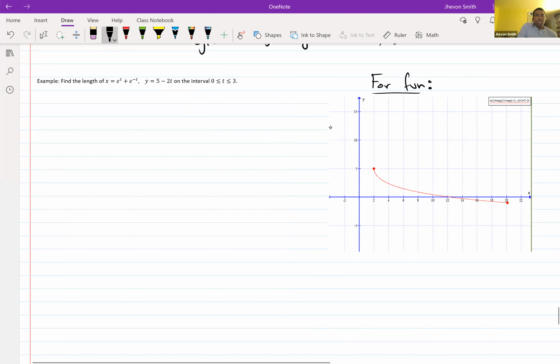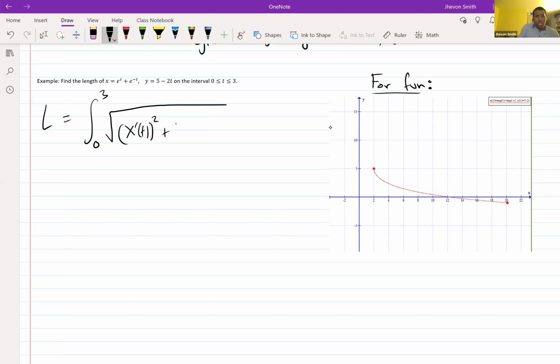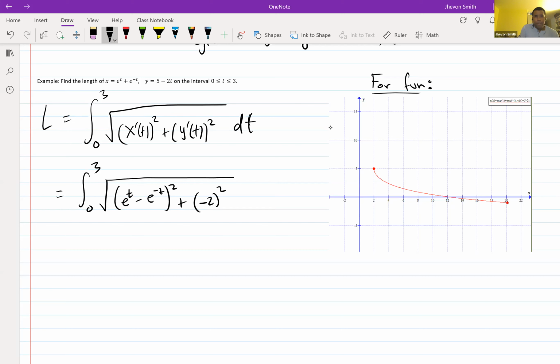So what we can do, by the above example, we know that the length of the curve is going to be the integral from 0 to 3 of the square root of x prime of t squared plus y prime of t squared dt. So the integral from 0 to 3 of the square root of x prime, that's e to the t minus e to the minus t, squared, plus y prime, which is going to be minus 2, squared, dt.